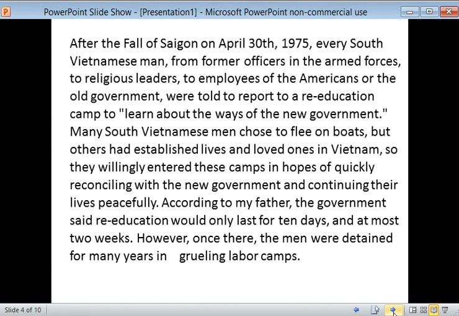Paragraph 2. After the fall of Saigon on April 30th, 1975, every South Vietnamese man, from former officers in the armed forces to religious leaders to employees of the Americans or the old government, were told to report to a re-education camp to learn about the ways of the new government. Many South Vietnamese men chose to flee on boats, but others had established lives and loved ones in Vietnam, so they willingly entered these camps in hopes of quickly reconciling with the new government and continuing their lives peacefully. According to my father, the government said re-education would only last for 10 days, and at most 2 weeks. However, once there, the men were detained for many years in grueling labor camps.